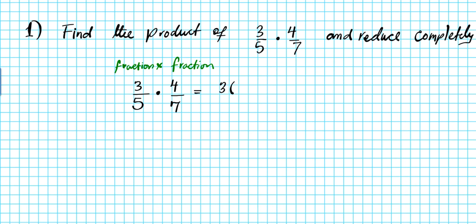So you have 3 multiplied by 4 divided by 5 multiplied by 7. 3 times 4 is 12. 5 times 7 is 35. Okay? So there goes your final answer for question number 1.